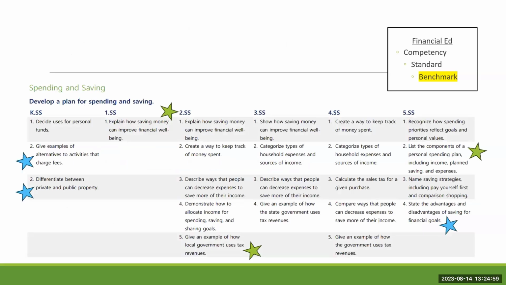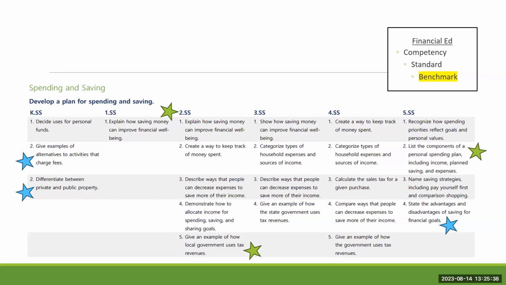Now I have here the horizontal orientation that has our K through 5 benchmarks for the same 3rd grade one we looked at. You'll see those are all right there in the middle, but this shows all of the standards from kindergarten through 5th grade. And again, it highlights some of those ELA opportunities in the green stars. Like in 5th grade, you're listing components of a spending plan, explaining, showing how saving money can improve financial well-being. So everything from a little journal prompt to a discussion question.